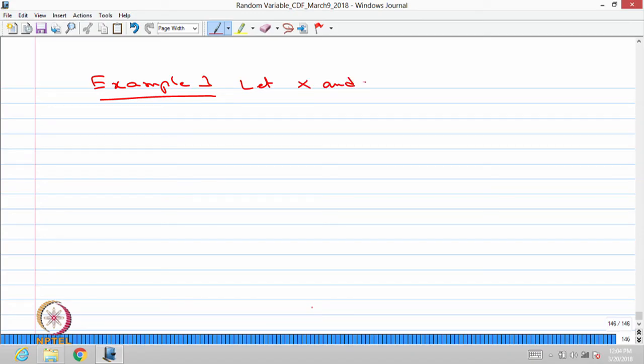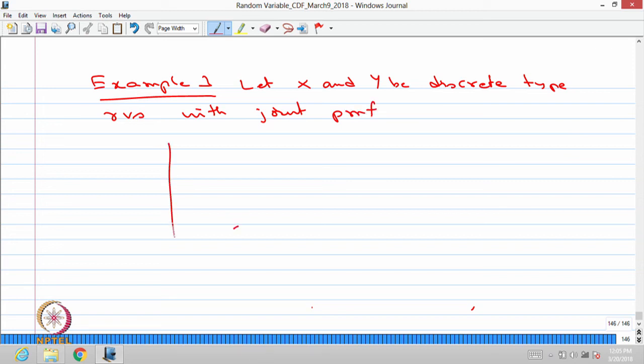let x and y be discrete type random variables with joint probability mass function given by, if you recall, this is the same as the problem which we discussed in the last class.